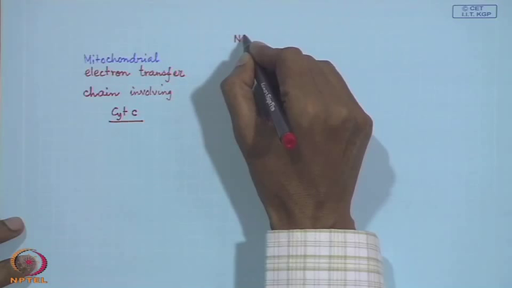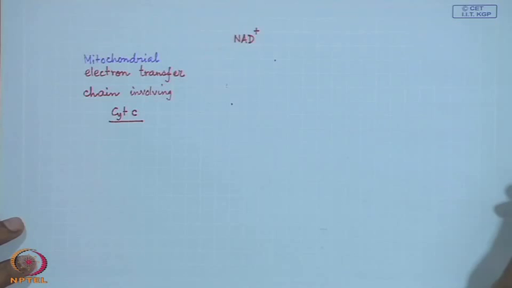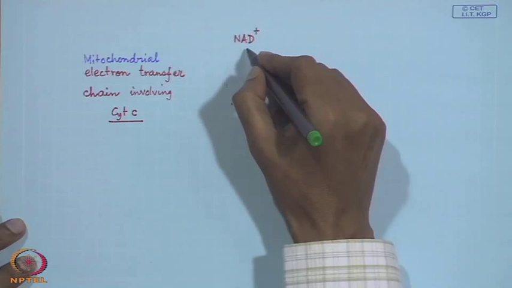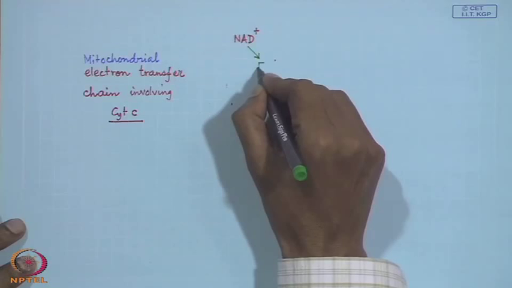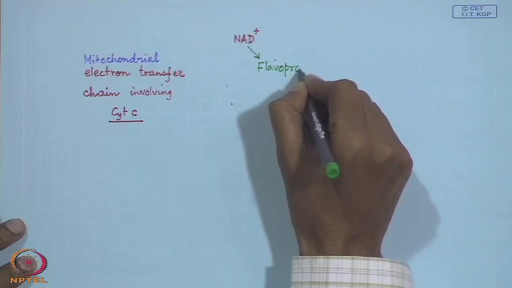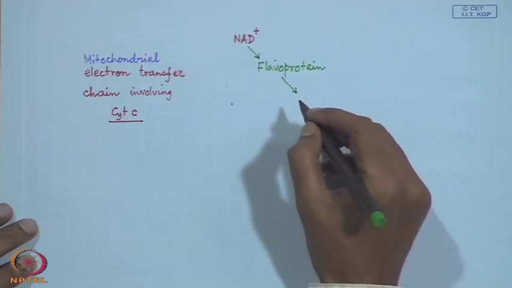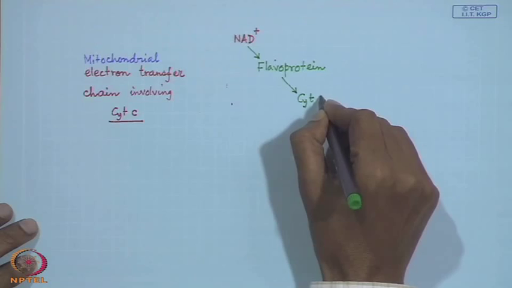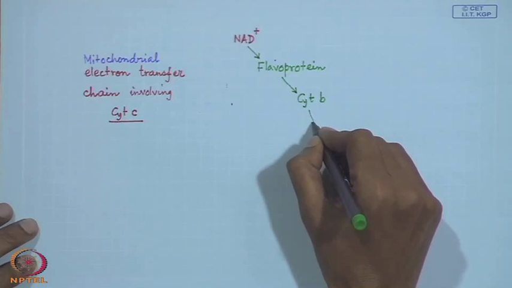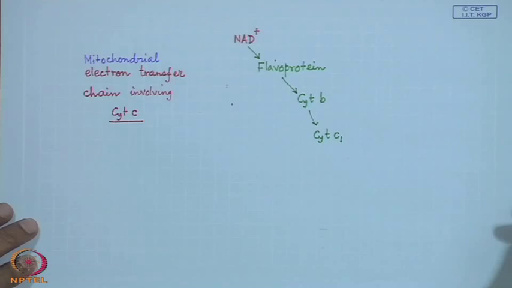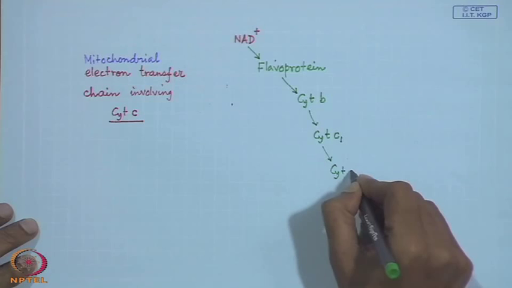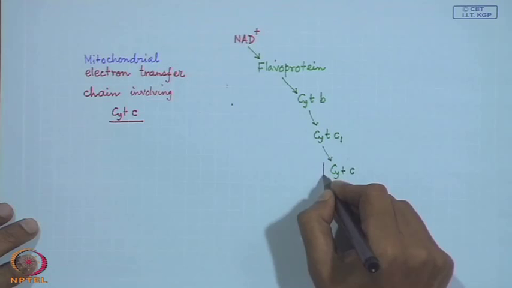We'll start from some biological reducing agent, nicotinamide adenine dinucleotide in the oxidized form. So you have NAD plus we write, and the other form is NADH, the reduced form. So at one end you have this, then you have flavoprotein. These are all biological reductants. This flavoprotein will then transfer the electron to cytochrome B, then to cytochrome C1, to cytochrome C. So up to this point we get that cytochrome.